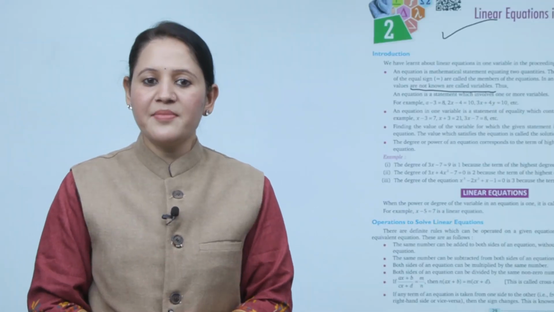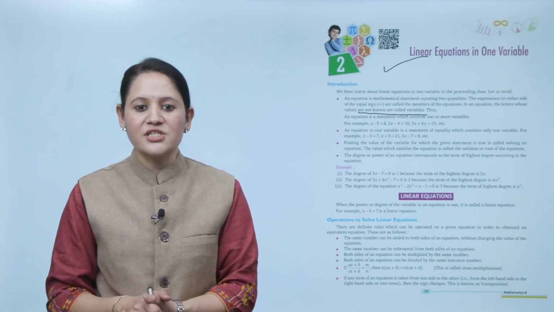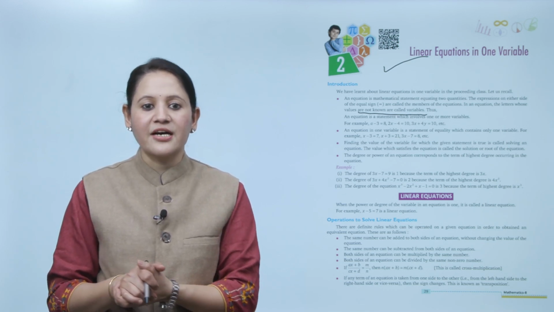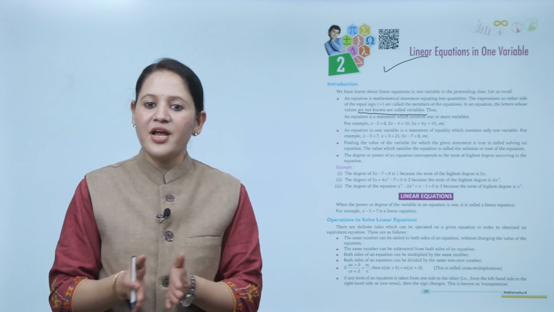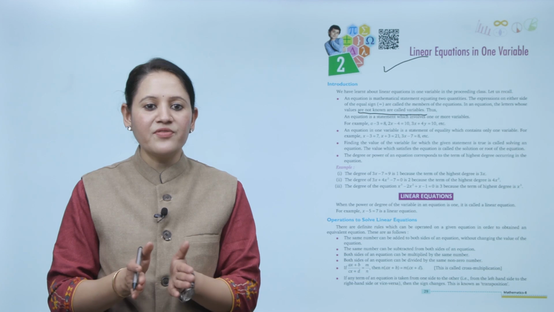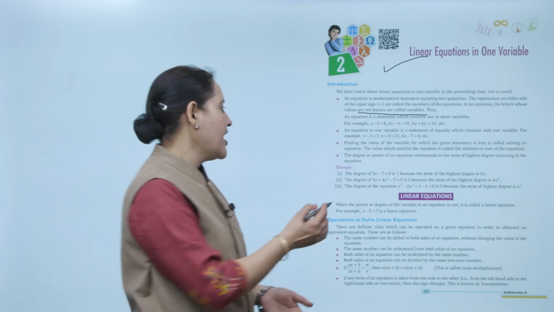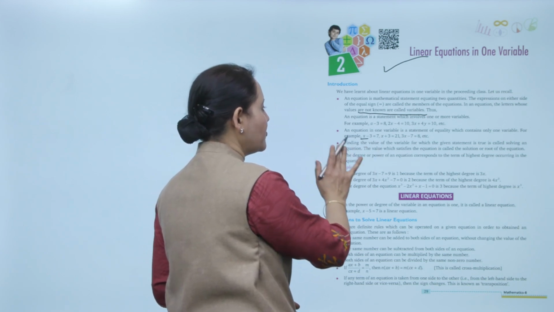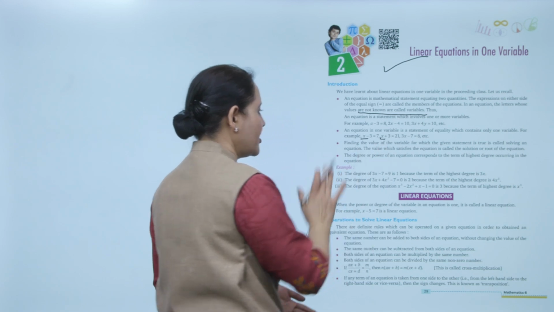For example, a minus 3 equals 8, 2x minus 4 equals 10, 3x plus 4y equals 10, etc. An equation in one variable is a statement of equality which contains only one variable. For example, x minus 3 equals 7. So here x is a variable, only one variable is there. So this is an equation with one variable. x plus 3 equals 21. Again, x is a variable.